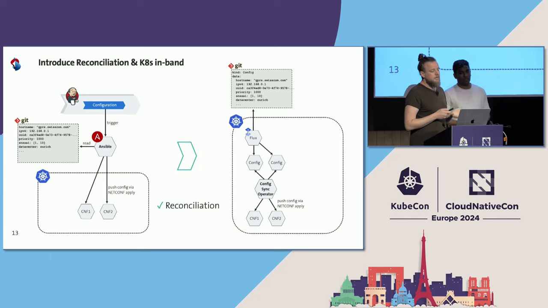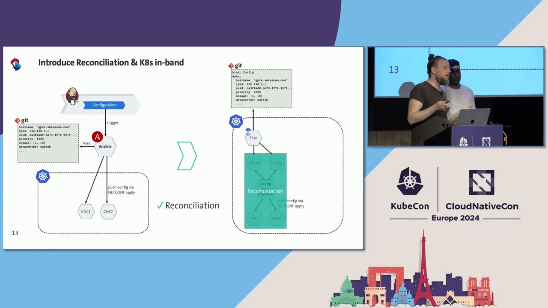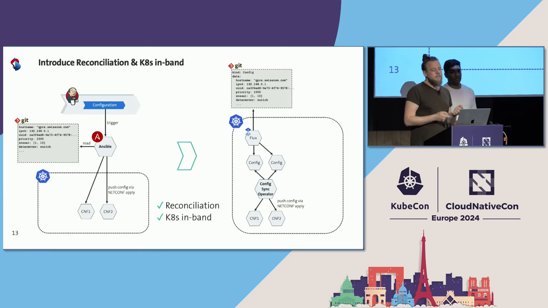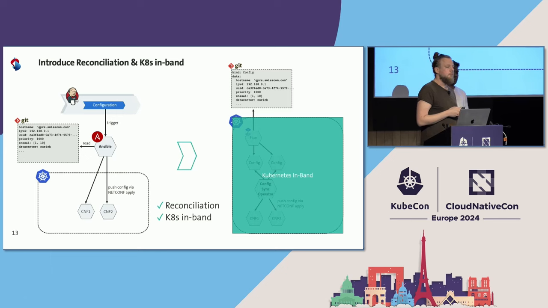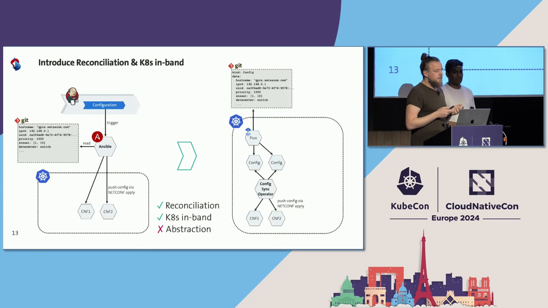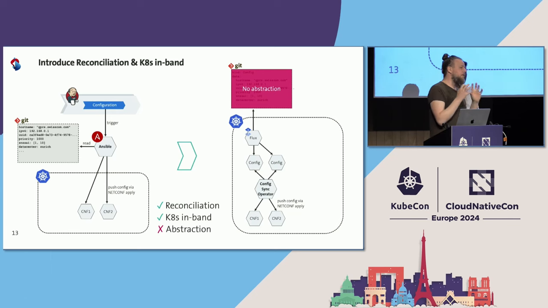So we solve reconciliation with that by introducing an operator that is constantly reconciling. And we solve the Kubernetes out-of-band problem. So we now have visibility from within the cluster across these resources because everything is living as a custom resource. What we still didn't solve is abstraction. So we still have this static paper map in Git, which is something we need to solve later on.